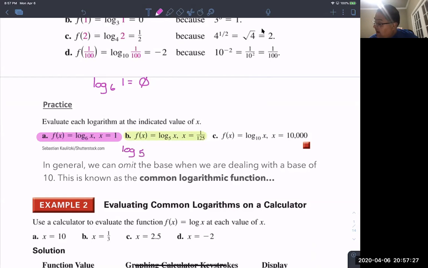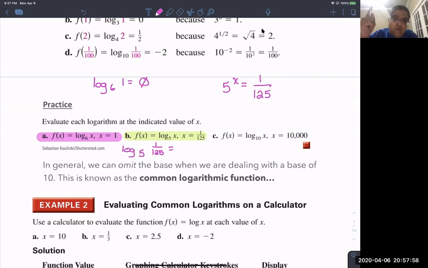B, log base 5 of 1 over 125 equals what? Now, remember, 5 to what power gives me 1 over 125? Since it's a fraction, we know it's a negative exponent. So the question is, what exponent gives me 125? 5 to what exponent gives me 125?